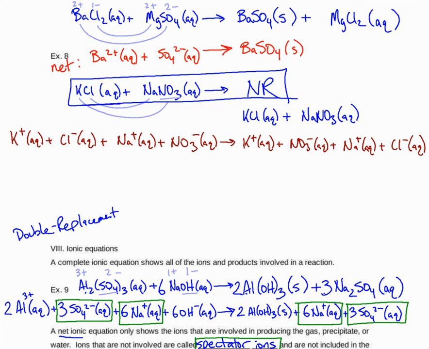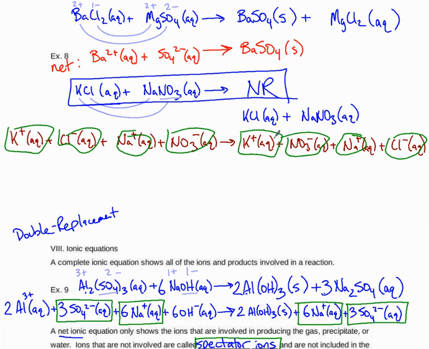And this is the complete, and if you were to circle the spectators, you would circle everything. And remember, the net ionic equation is what you didn't circle. And so if you circled everything, then there is no net equation. And take a look at this. Potassium, potassium, chloride, chloride, sodium, sodium, nitrate, nitrate. And there's no net equation here.